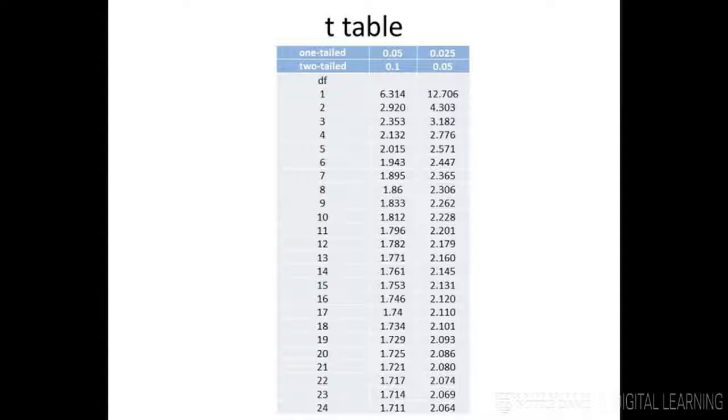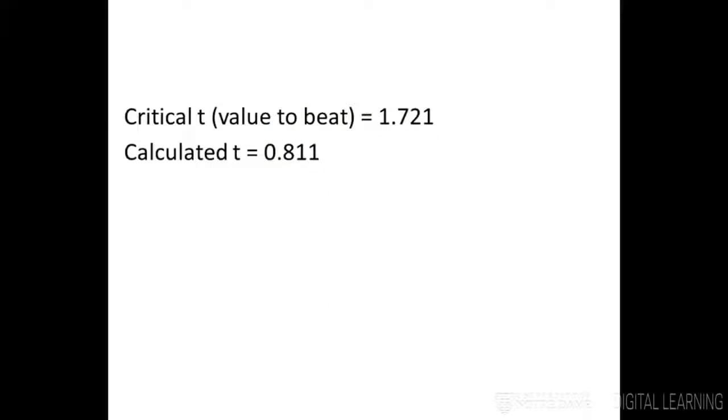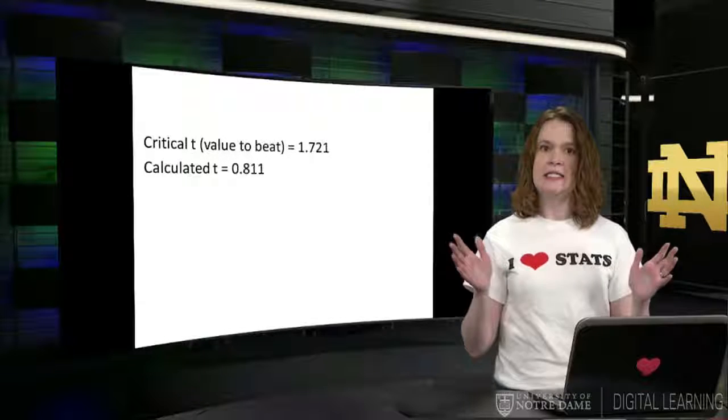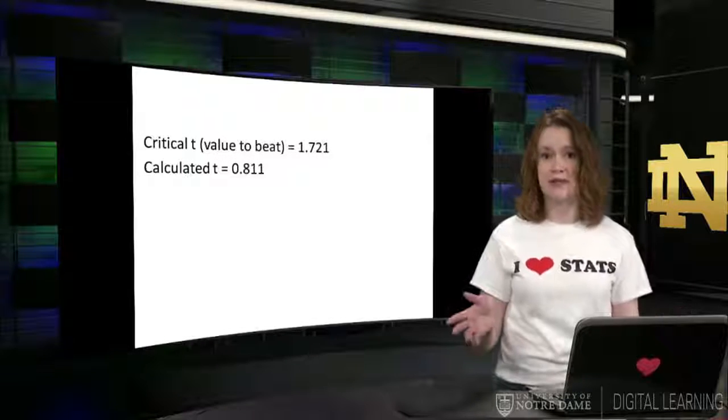Okay, so we're almost done. Let's compare our critical t-value to our calculated t-value, and we can make a conclusion. So our calculated t-value was 0.811, and that is lower than 1.725. And if you remember, when the calculated t-value is lower than the critical t-value, you haven't found a significant difference. You have to say, oh, the null hypothesis was right.